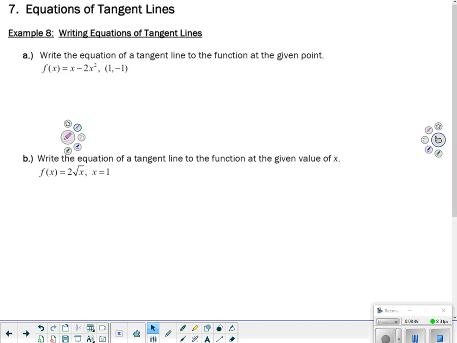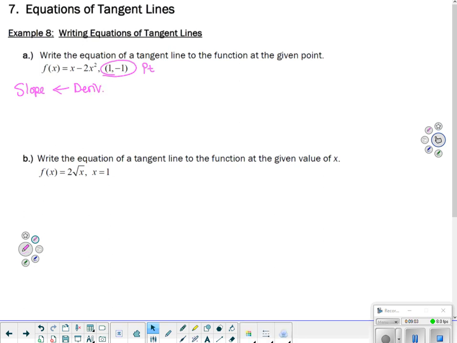Writing equations of tangent lines. So we are going to take the derivative so we can get the slope. They actually gave us the point, so that's sweet. We don't have to go find our own y value. But we do need to find our slope. And our slope is going to be coming from the derivative, correct?